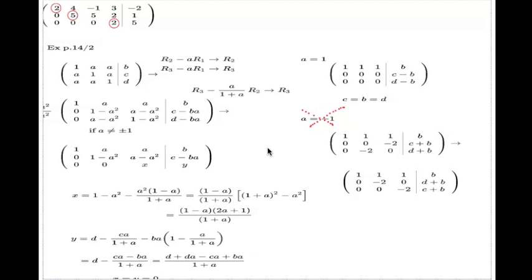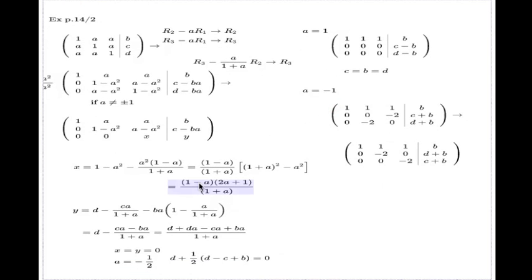So the final answer: the system we started with will have multiple solutions under such an A and such conditions on B, C, and D.